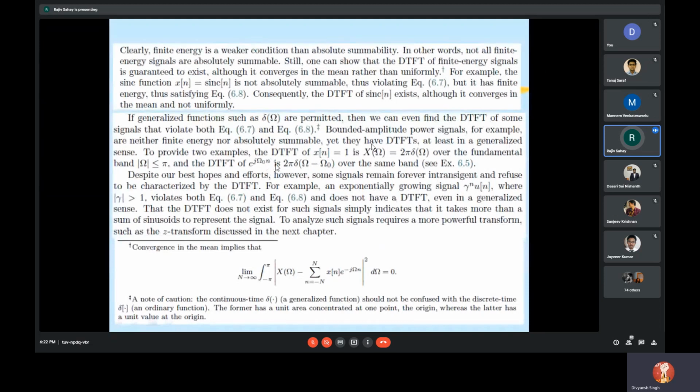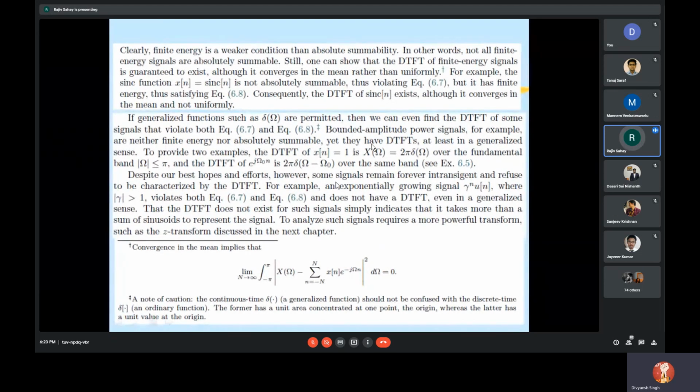And the DTFT of e to the power j omega naught n is this. So this is a complex sinusoid, and this is a constant signal, a DC signal. A DC signal, constant with 1 or maybe k, is an infinite energy signal, and so you can still have its DTFT. So this is not a finite energy signal, neither is it an absolutely summable signal. But still you can have its DTFT by using generalized functions or Dirac delta functions.